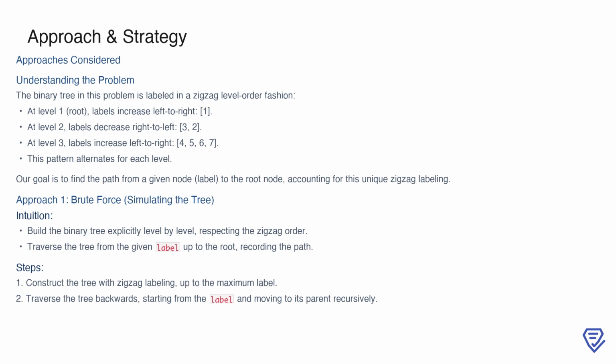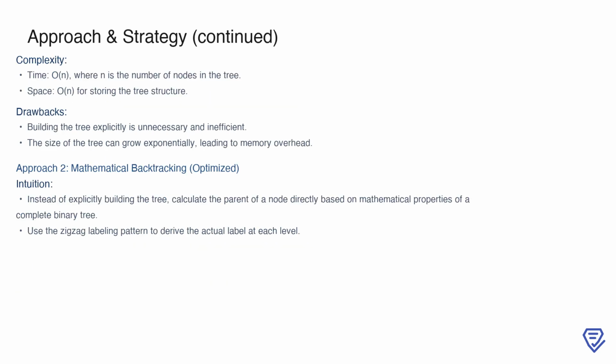labels at deeper levels. The brute force approach has a time complexity of O(n), where n is the number of nodes in the tree. This is because we must construct the tree and then perform the traversal. Additionally, it has a space complexity of O(n) to store the tree structure. However, this method has significant drawbacks. Explicitly building the tree is inefficient, especially for larger trees, as the number of nodes grows exponentially with the depth.